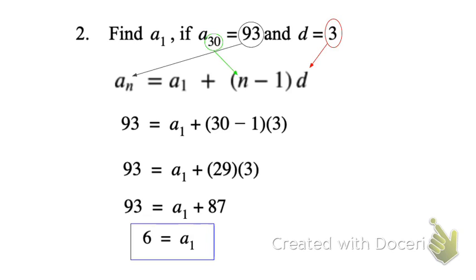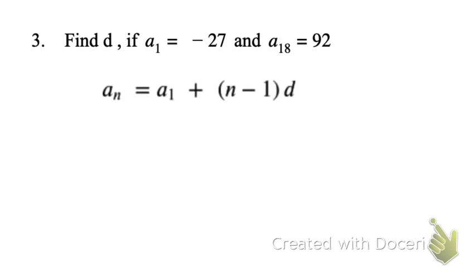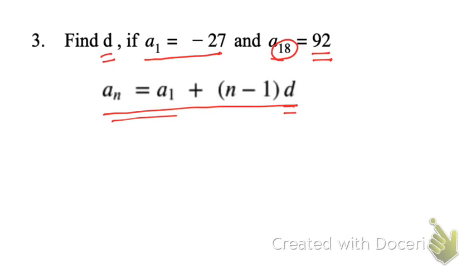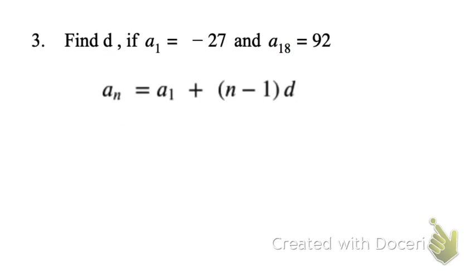All right, I got one more example, and then we'll be done with this video. All right, this time we want to find D. So we're going to figure out what we're adding or subtracting. Right now we don't know. If A sub 1 is negative 27, and the 18th number is 92. So here's your equation. Why don't you, before I pop it up there, why don't you fill in every piece of that formula that you can. Press pause if you need to.